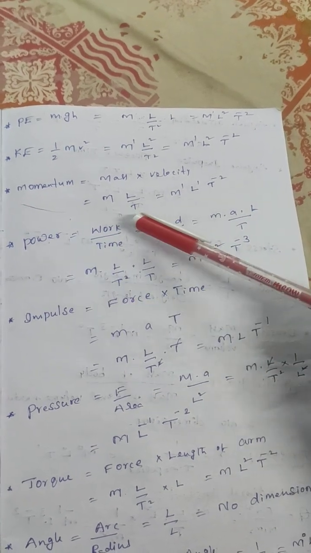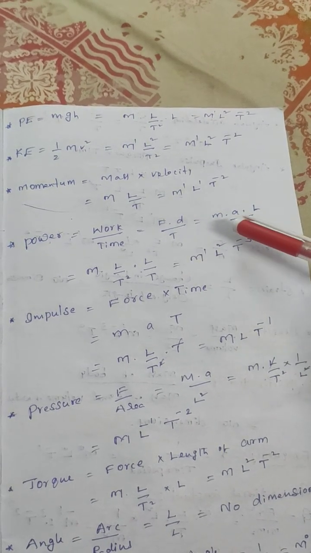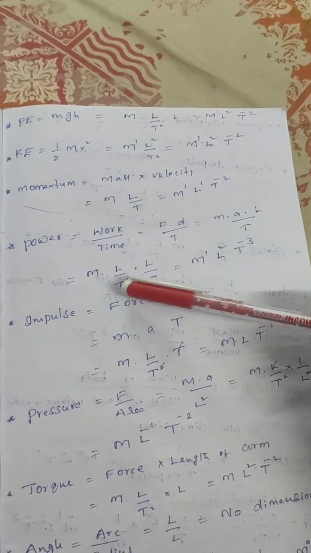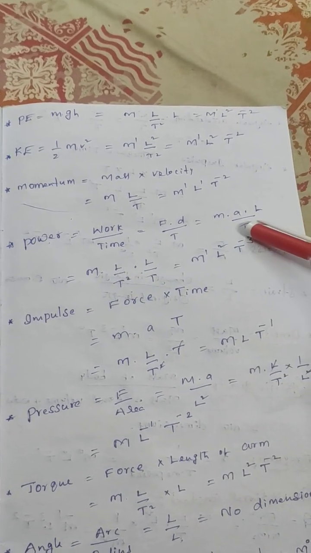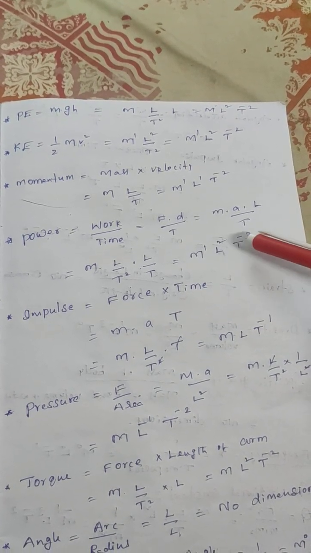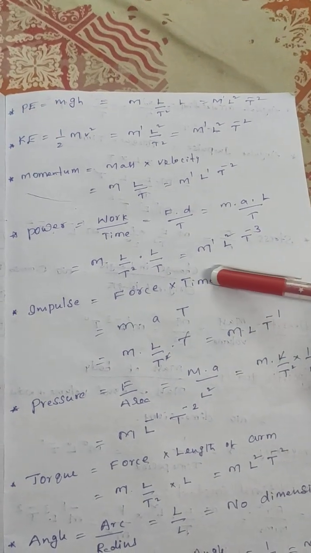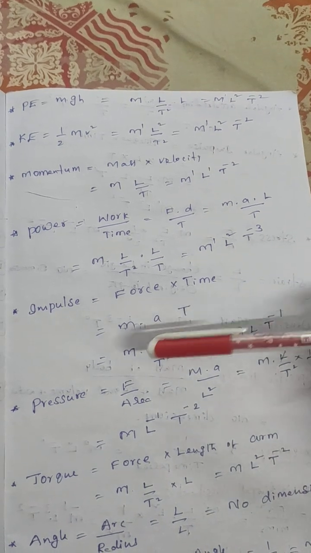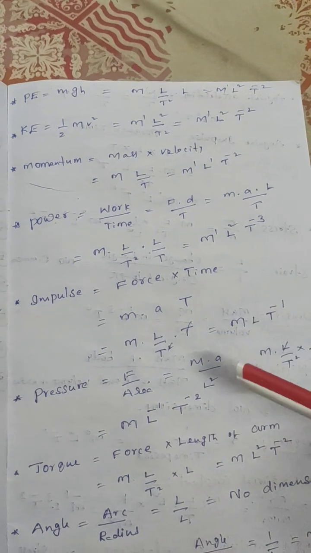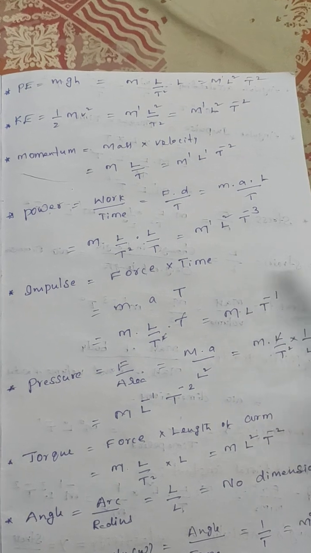Next, power is equal to work by time. Work is force into distance by time. Force is m into a, again into L. M, acceleration L by t square, into L by t. M power 1, L square, t power minus 3. Next, impulse. Impulse is force into time. Force m into a, into time. M, acceleration L by t square, into t. T gets cancelled. Finally, impulse is m power 1, L power 1, t power minus 1.